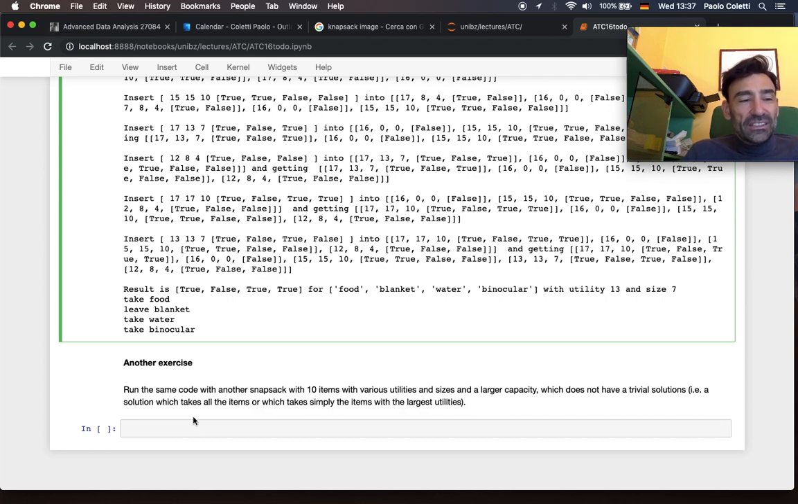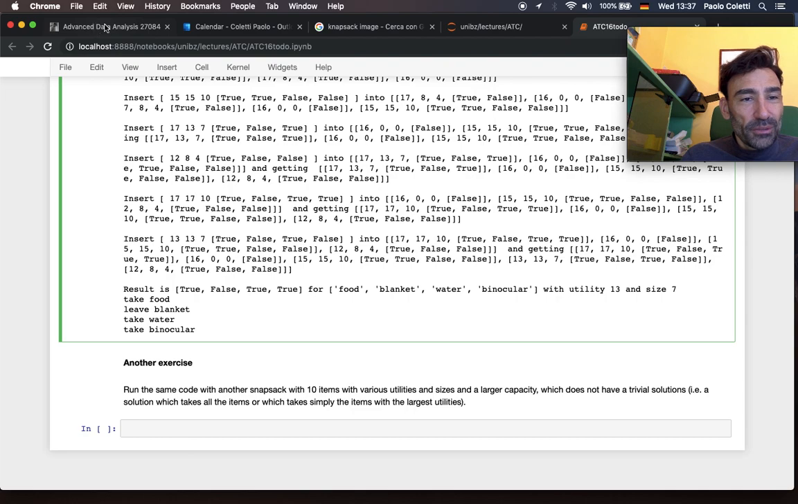Okay. So please set up an example. Try to make the ratio utility over size not equal for all the items. So if you decide that big items have a large utility and small items small utility, you will have a trivial solution. So run it, get a solution, check that it's not trivial. Okay, if you wonder what is trivial, look on Wikipedia.